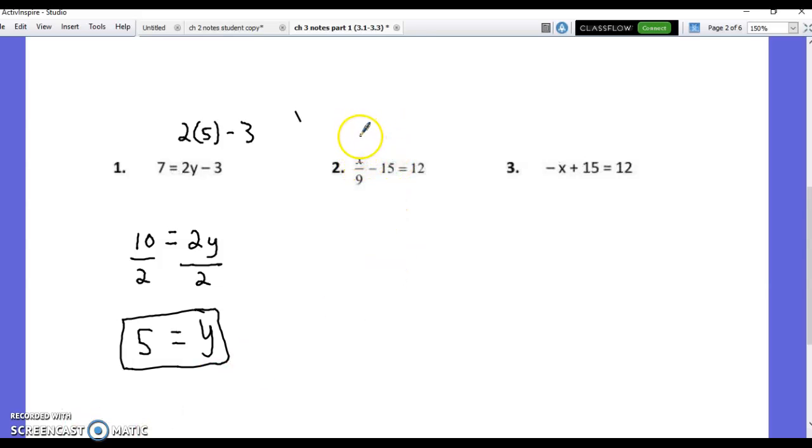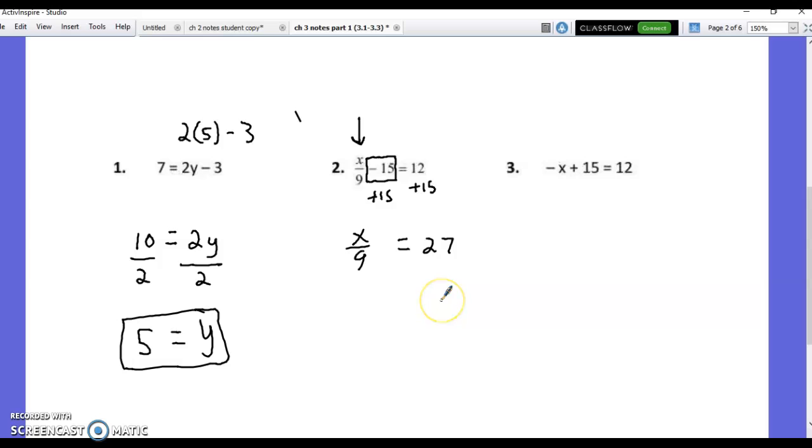So again, we identify our variable term. In this case, our variable term is x over 9. The other term on this side is our negative 15. All right, so we want to get rid of that negative 15. We are going to add 15, so we're going to add 15 to this side as well. Those are like terms because they're both constants. So I'm going to bring down my equal sign. On this side, I have x over 9. And then I have negative 15 plus 15, which is 0. And then 12 plus 15, which would be 27.